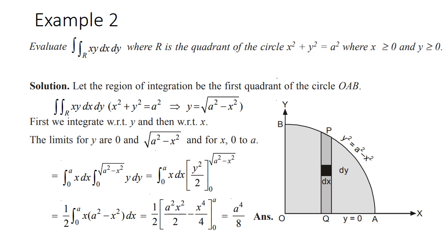And when we integrate this with respect to x, we will be getting it as 1 by 2 a square x square by 2 minus x power 4 by 4 with an upper limit a and a lower limit 0. Now we have to apply the upper limit and the lower limit in the place of x with a minus sign in between. Then when we simplify it, we will be getting the answer as a power 4 divided by 8. So this is also an example for double integration.